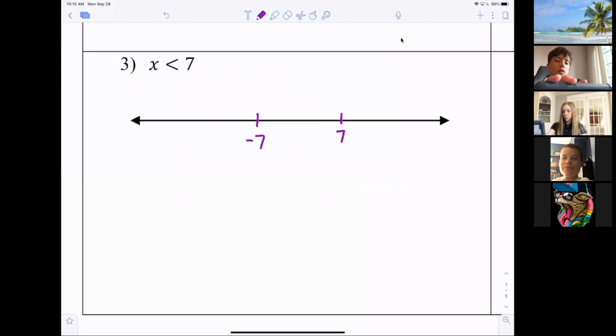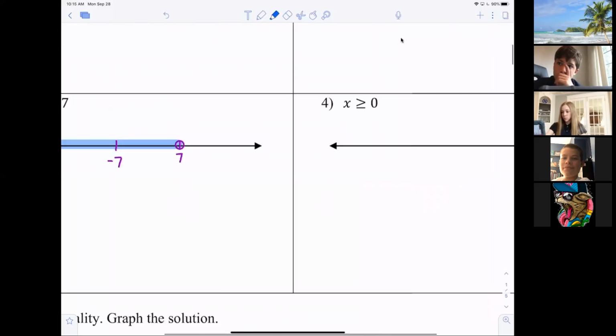All right, that's what should be on your paper to start out with. You put the answer and the opposite. Solid or open? Open. Which direction? Left. Anybody have any issues?